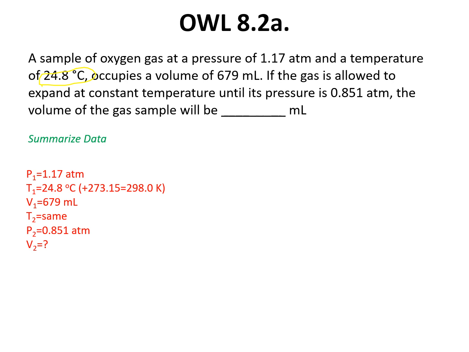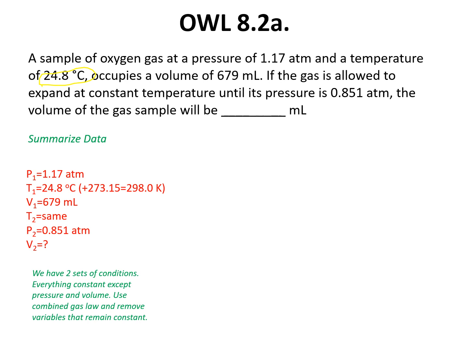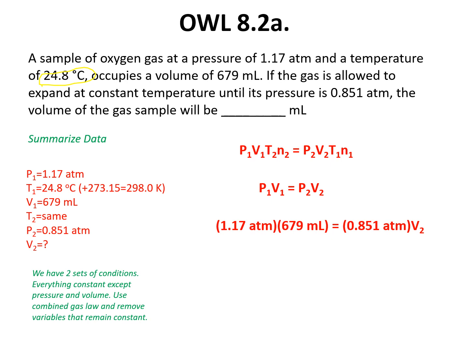Since I have 2 sets of conditions, I'm going to use the combined gas law. And in the combined gas law, I'm not going to need to use the moles or the temperature. Both of those are constant. So it's really just going to be pressure and volume. You can always knock out the variables that are not changing. Plug in the known variables and solve for the unknown, which is V2. V2 will be equal to 934 milliliters.